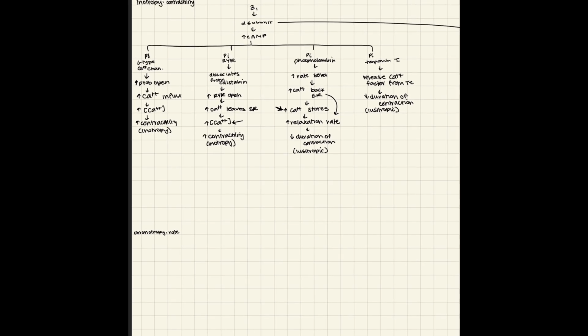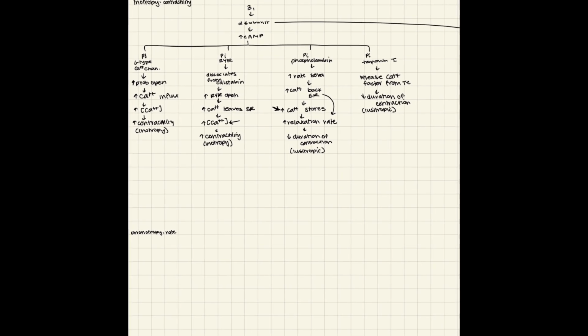Then chronotropic, there are two ways that we control chronotropy because this is your heart rate. So we can control contractility, but we can also control heart rate. Because inotropy, when we control contractility, we're basically controlling stroke volume. When we control chronotropy, we're controlling heart rate. So the big thing that we're trying to control between these two is our cardiac output.